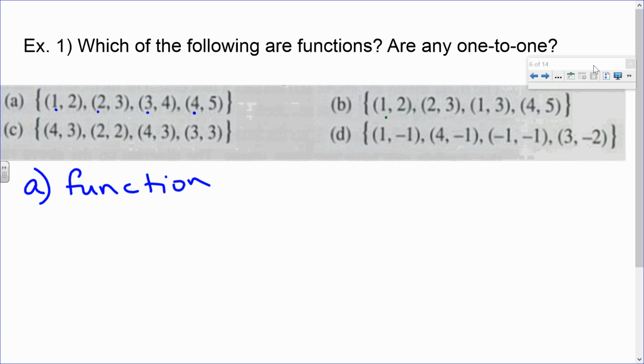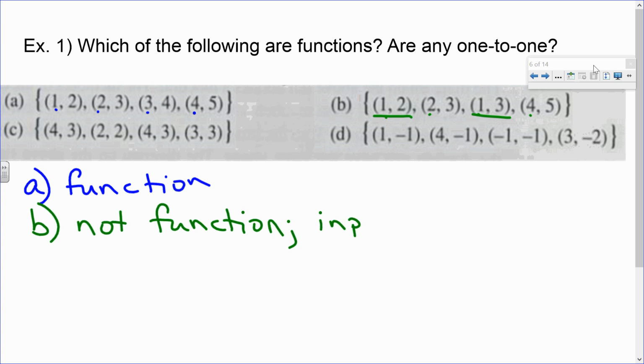For B, do I have any x's that repeat? Do they have different y's? So these two have the same x but different y's. So does that mean function or not function? So we are going to write down that B is not a function. Since it's not, we have to give a reason. And the reason is the input 1, we're going to be specific, has 2 different outputs. So I'm going to name them outputs 2 and 3. So I've written down which input has what different outputs.